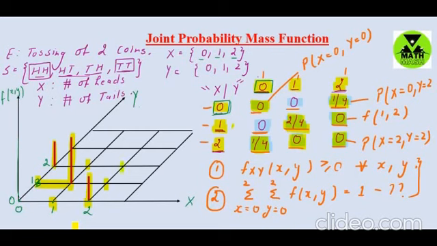So when we add all these probabilities over these points, it comes out to be 1, and all these probabilities are greater than or equal to 0. Hence it is a valid probability mass function.